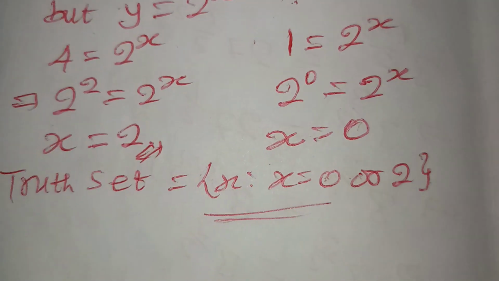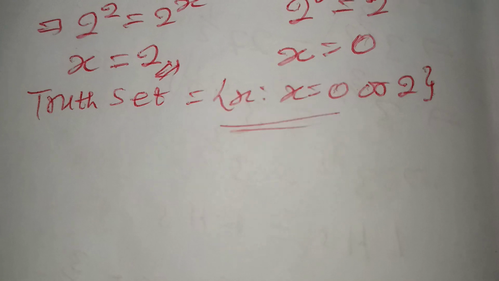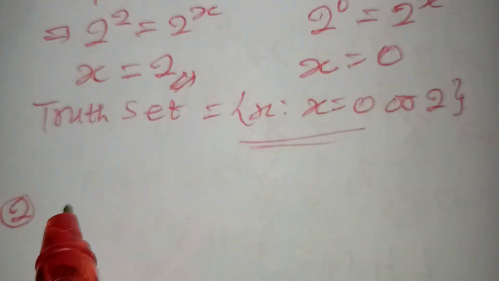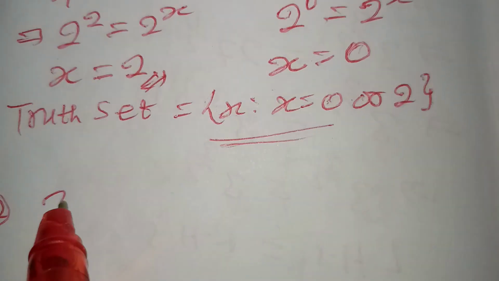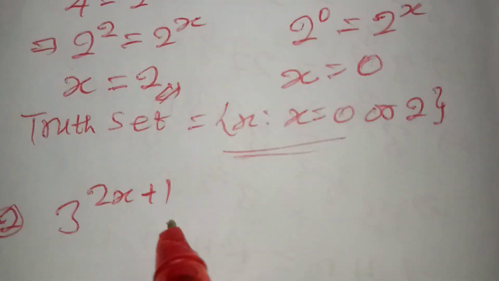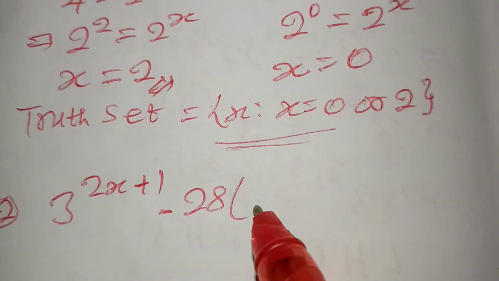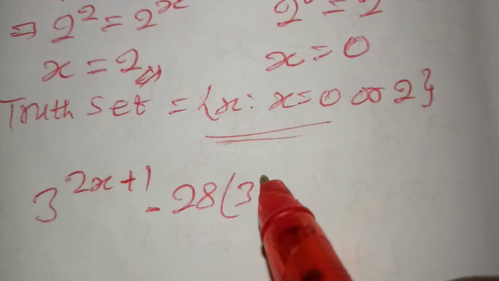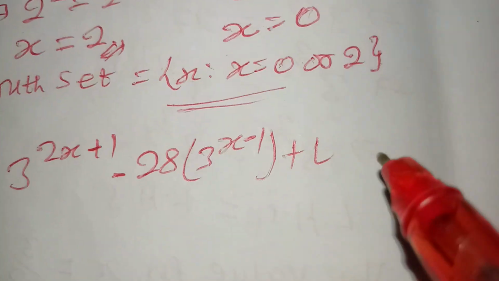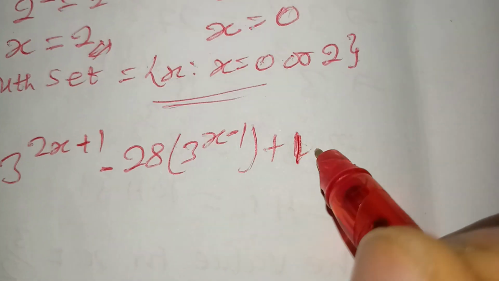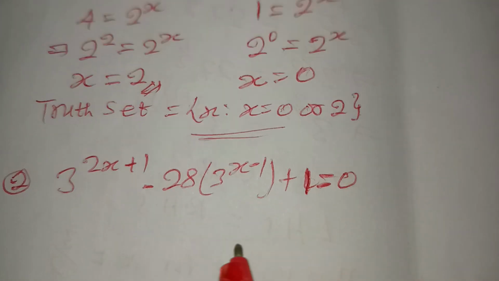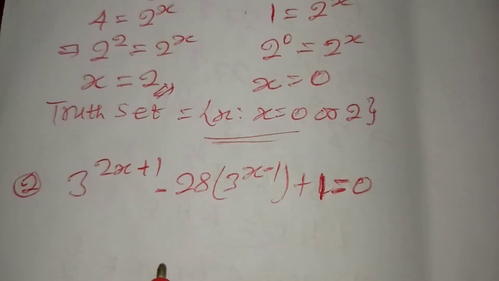Yes, as required. Then let's approach the second question, which says, that is question 2. Question 2 says solve 3 exponent 2x plus 1 minus 28 in parentheses 3 exponent x minus 1, close parenthesis, plus 1 equal to 0. Okay, having equated this to 0, it is the same scenario here.